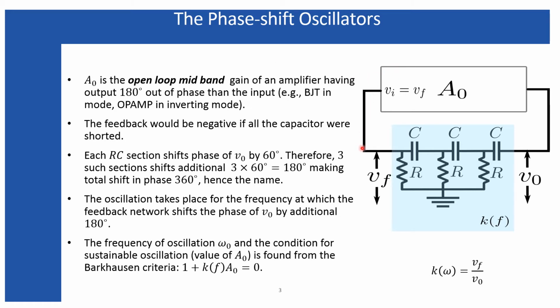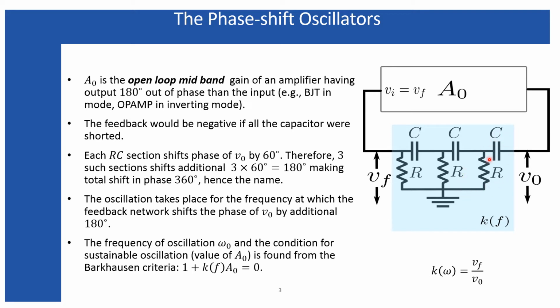You can see this is the diagram of the phase shift oscillator, where this block, denoted as A naught, is basically the base amplifier having the midband open loop gain A naught, and this network represents the feedback network which provides the positive feedback.